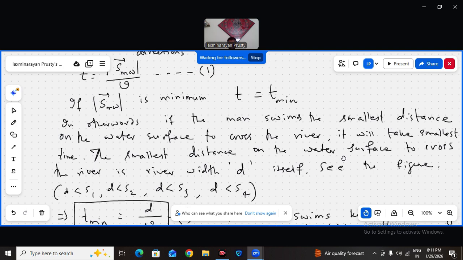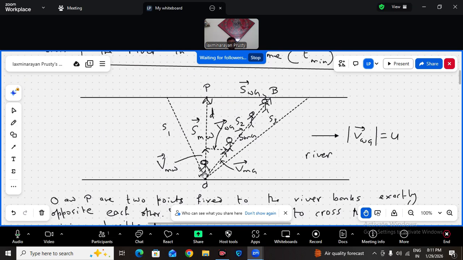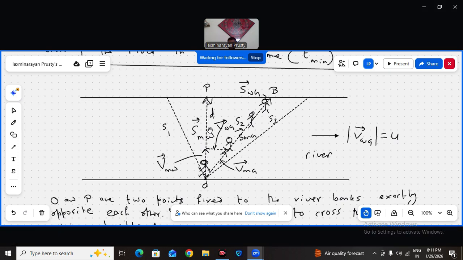So see the figure. Again, I'm showing the figure. This is the smallest distance on the river water surface so that the man will cross over the river, OP distance only. As the man swims, this O and P will move back only, but this perpendicular distance is the smallest distance. That remains D only.